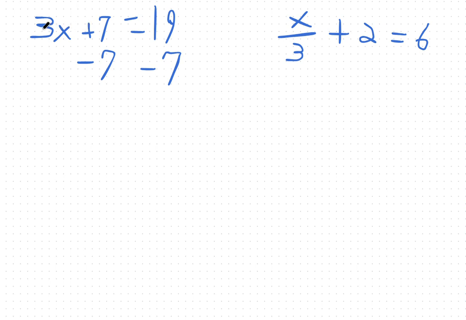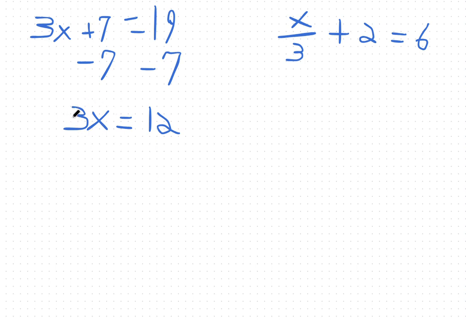So 3x plus 7 is its own expression, and we subtract 7 from that. 7 minus 7 is 0, so we have 3x equals 12. Okay, so now we have one operation and one term. So 3 times x equals 12.